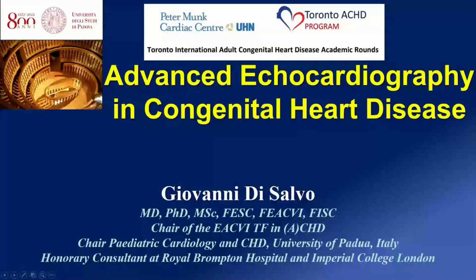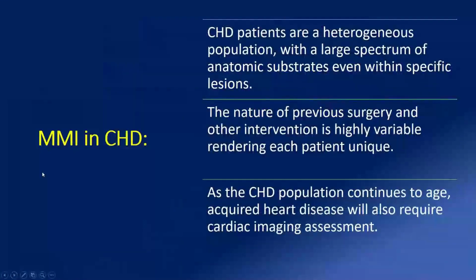We know that congenital heart disease patients are a heterogeneous group of patients with a very large spectrum of anatomic substrates, even within the same lesion. So, considering different kinds of surgeries and different kinds of percutaneous procedures, each patient is unique. On top of this, the population is getting older, and so to the congenital problem, we add also the acquired heart disease problem. And this will require further cardiac evaluation.